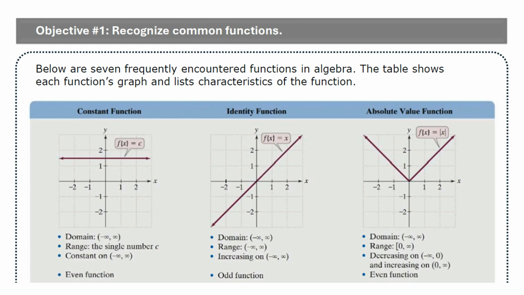You have the absolute value function. Its domain is from negative infinity to infinity, whereas its range is from 0 to infinity. The lowest y value is 0. So that means it's decreasing from negative infinity to 0 and increasing from 0 to infinity. And it's an even function.